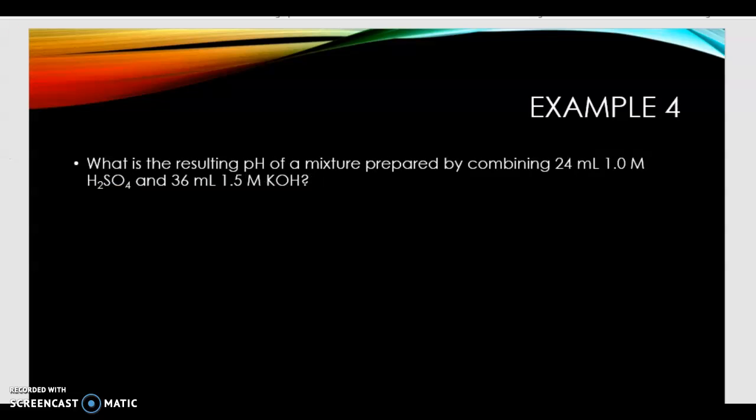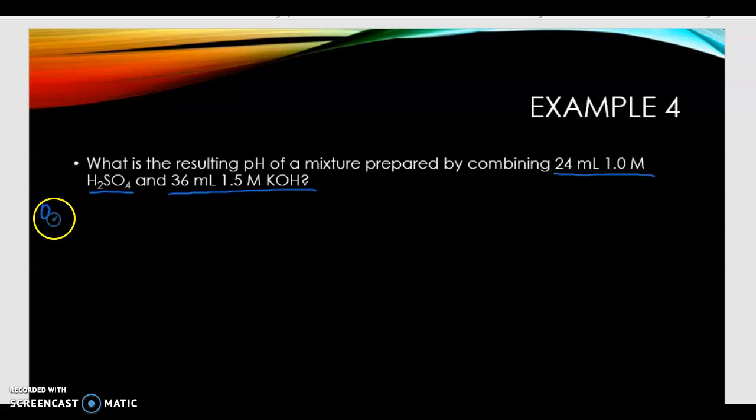So let's go to our next example. It says, what is the resulting pH of a mixture prepared by combining 24 milliliters of 1 molar H2SO4 and 36 milliliters of 1.5 molar KOH? So we're going to find our moles. Go back to blue. We're going to find our moles for both our acid and base.